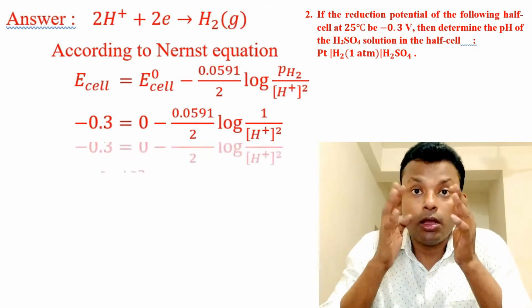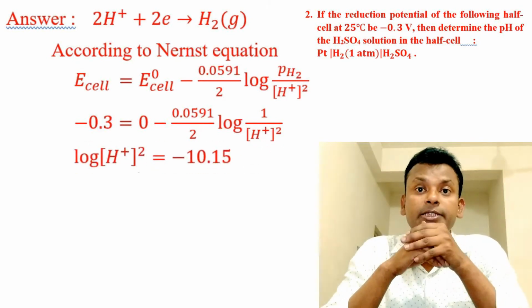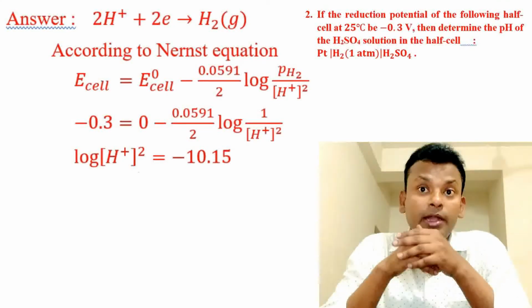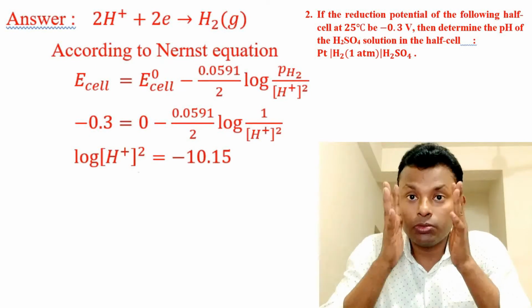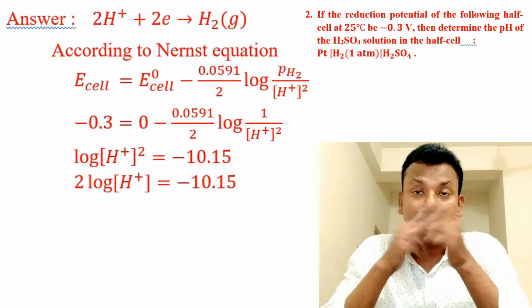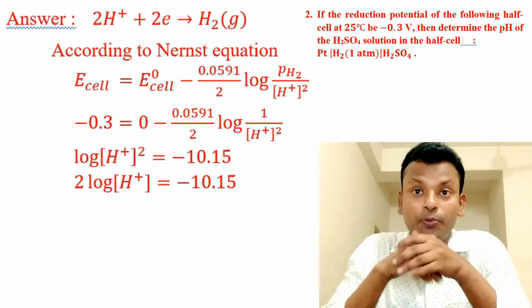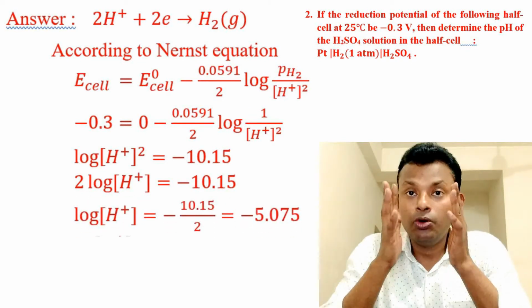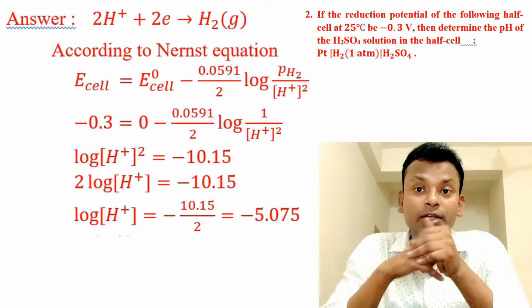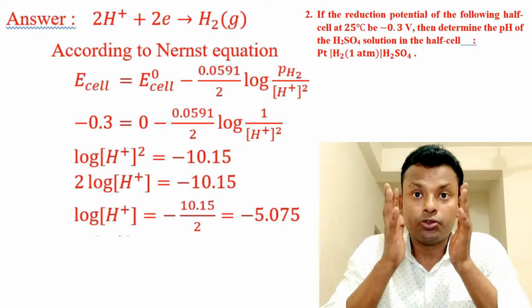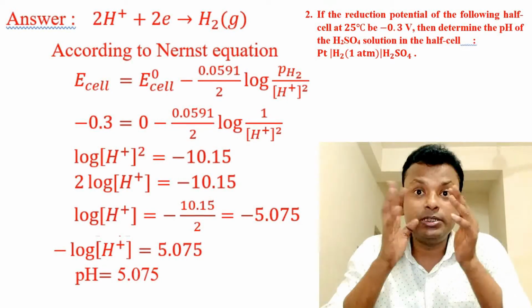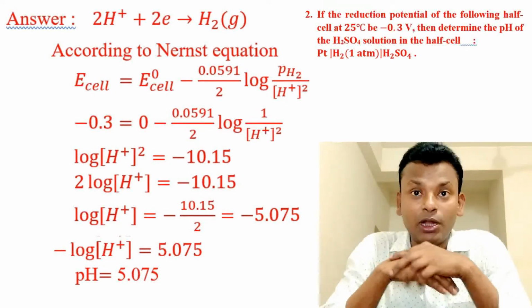So log concentration of H plus square equals minus 10.15, then 2 log H plus equals minus 10.15, so log H plus equals minus 5.075, so minus log H plus equals 5.075, so pH equals 5.075.